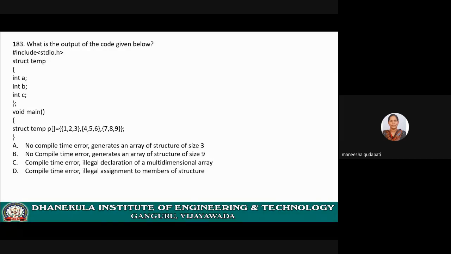So here, struct temp { int a, b, c; }; then struct temp p[] — I'm creating a structure array. In that structure array, the values are 1, 2, 3, 4, 5, 6, and 7, 8, 9.